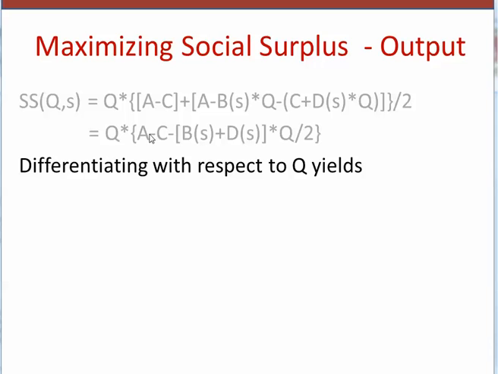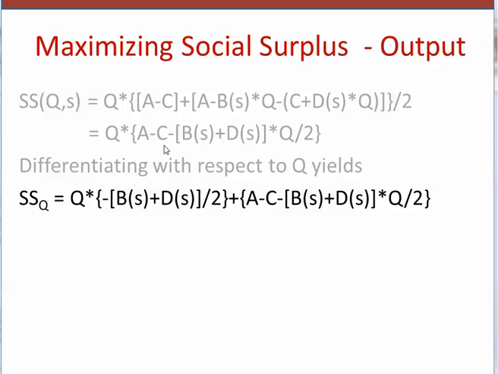So Q enters here and it enters here. And if you remember the product rule, it's the first times the derivative of the second. So the derivative of the second here, it's Q over 2, and the coefficient is minus B of S plus D of S. So that's the first times the derivative of the second. And then it is the second times the derivative of the first. The derivative of Q with respect to Q is just 1, so that's the second part. So that's the derivative of social surplus with respect to Q.